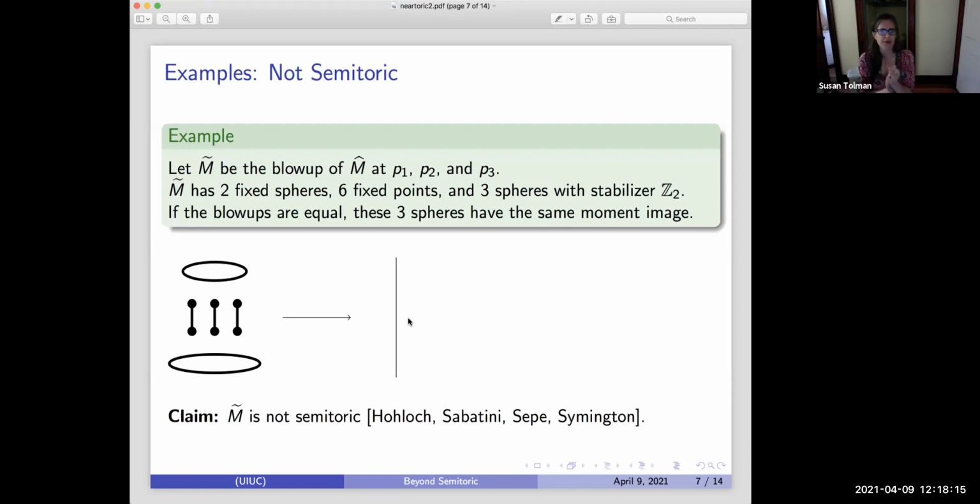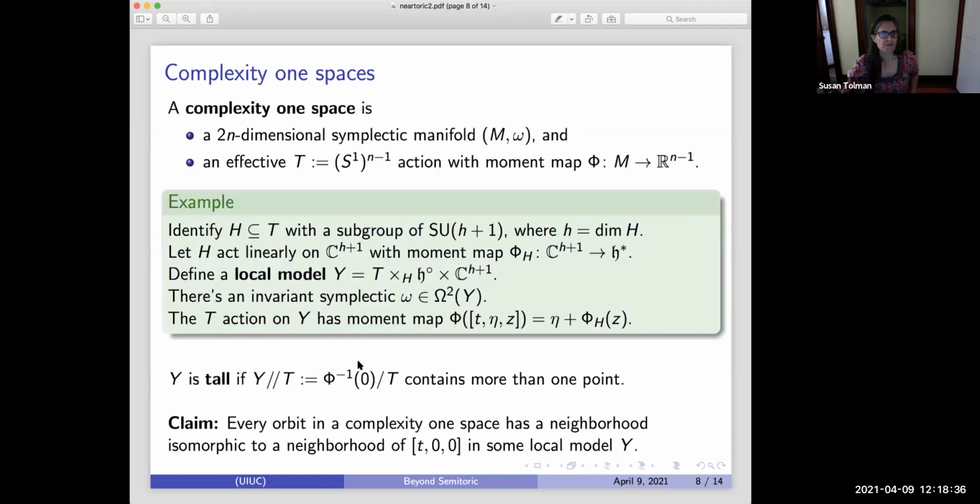So I think this is another good place to stop. Are there any questions about these 3 examples, which sort of are the motivating examples for this talk? Okay, great.